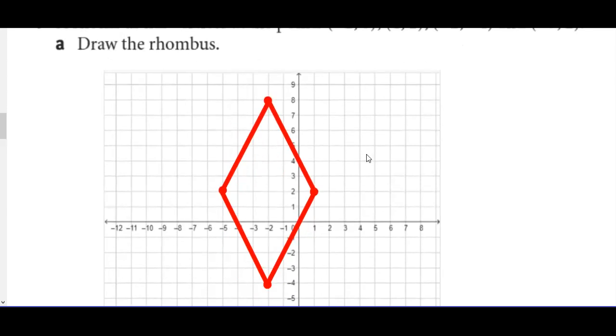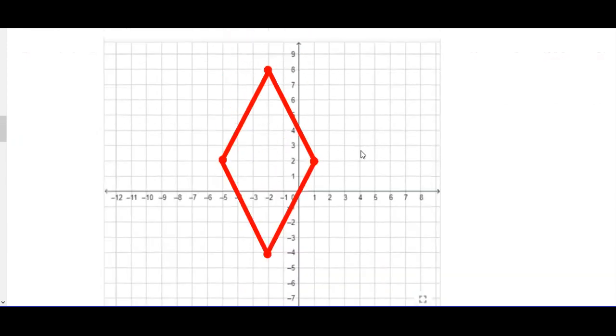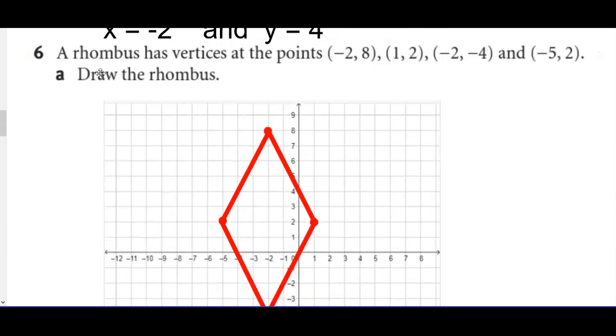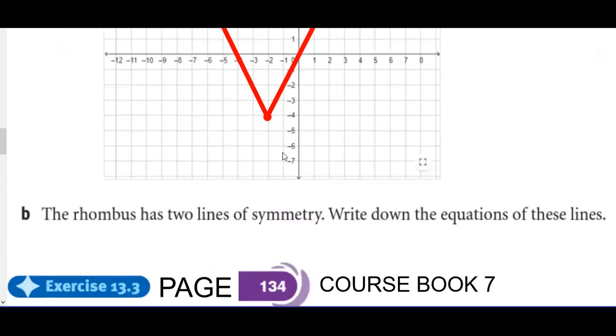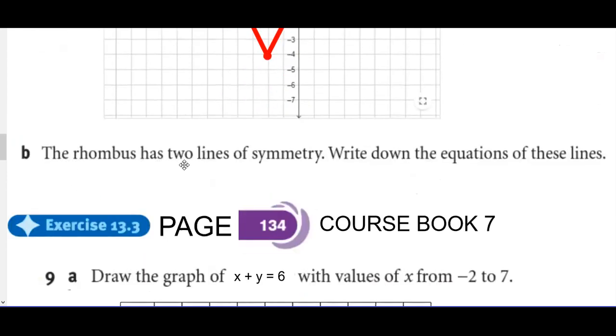The next questions are: after drawing the rhombus, then what are we supposed to do? The rhombus has 2 lines of symmetry. Oh, wow. I said lines of symmetry. Let me try to remind you.